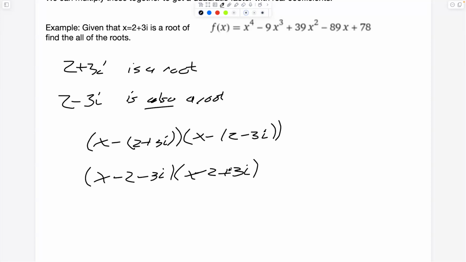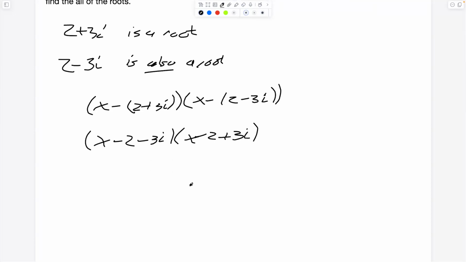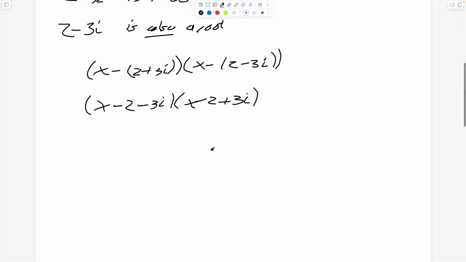So distributing there, I get a plus. Now I'm going to FOIL-ish. I'm going to take each one of these times each one of those. And you'll see when we multiply these together, because these are complex conjugates, all the i's are going to disappear. They're going to cancel out. We're going to end up with only real numbers in a quadratic factor.